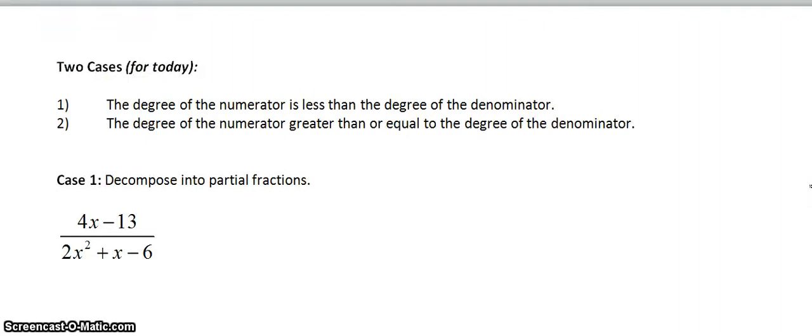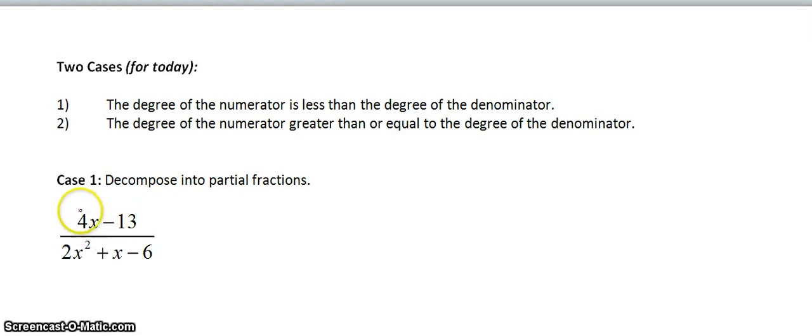There are two cases that we're going to talk about for today. One is where the degree in the numerator is less than the degree of the denominator. So the degree here is a square, the degree here is 1. So the degree would be less in the numerator than the denominator. And then we'll do the reverse case when the degree in the numerator is higher.